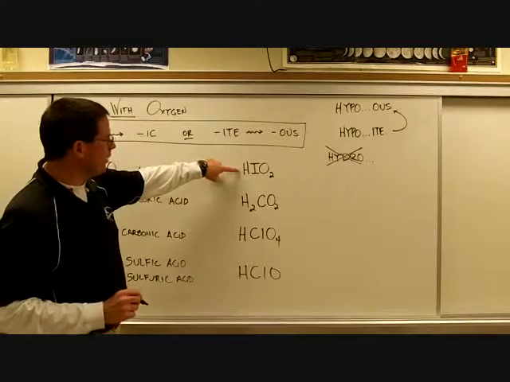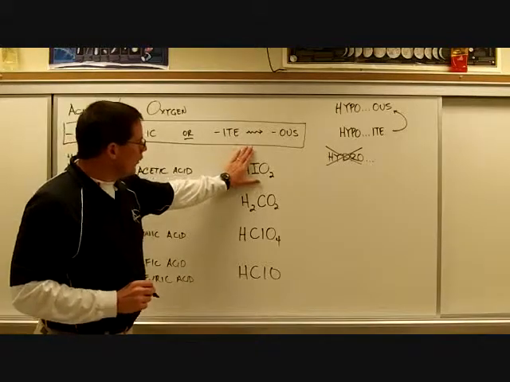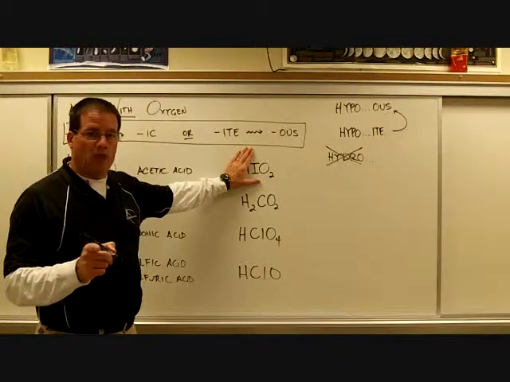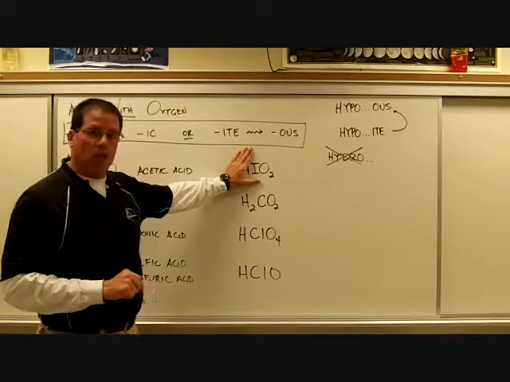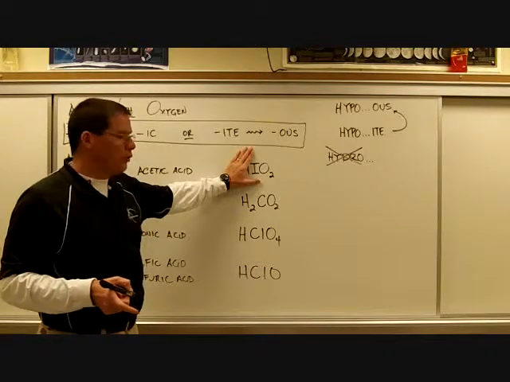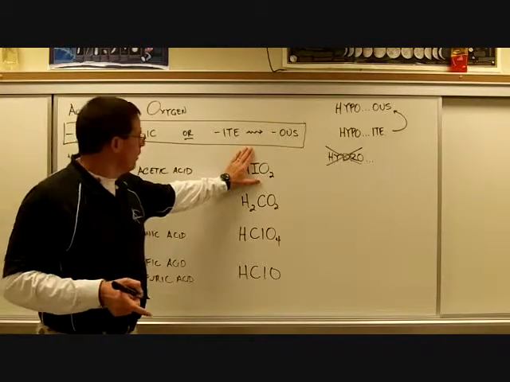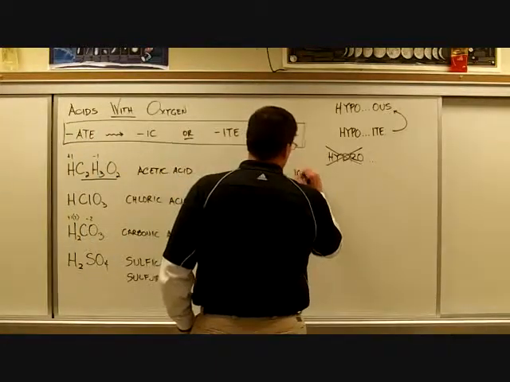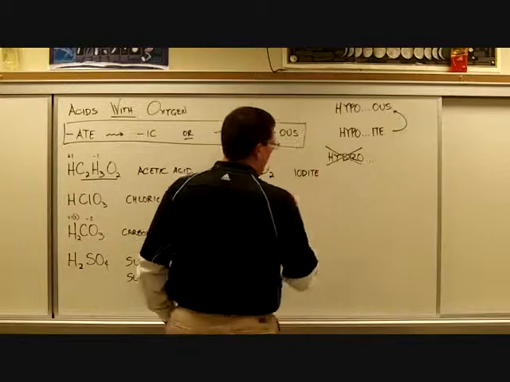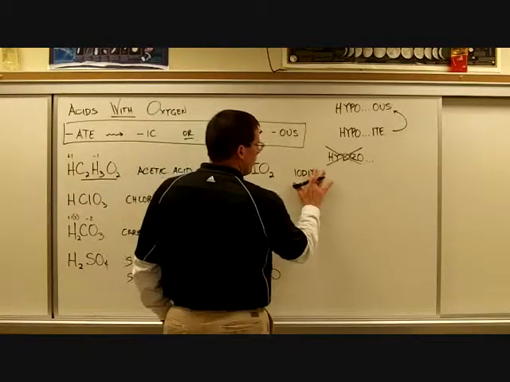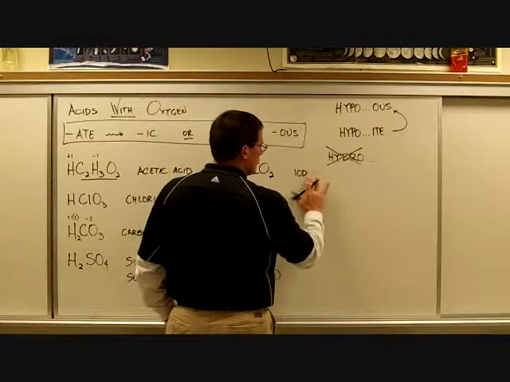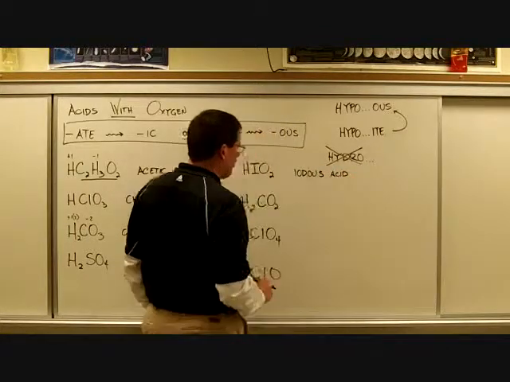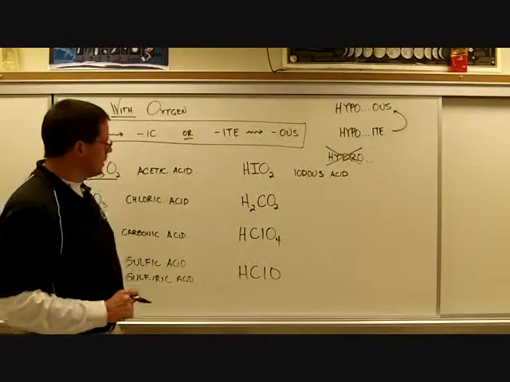All right, so let's look at this. HIO2. Hopefully you're looking at that going, that's not one of my 10 polys, but it has 1 less oxygen than one of my polys, and that is iodate. Well, IO2 is iodite. So since it's iodite, we're going to have an us here. Instead of iodite, we're going to drop the ite ending and put OUS, and then acid. So iodous acid.